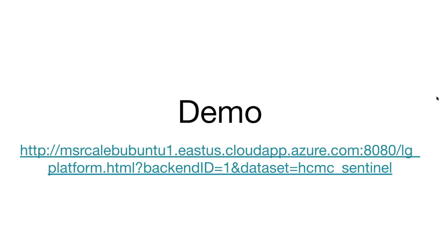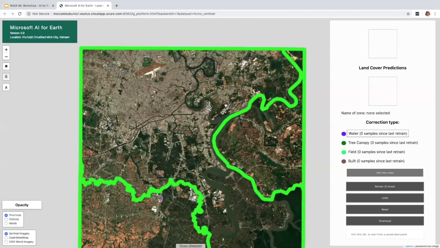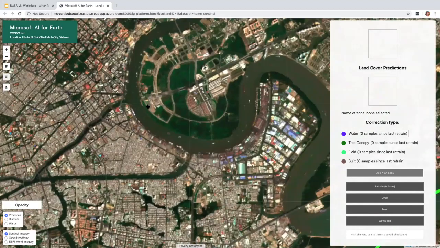So kind of very dangerously, I'm going to try to do a live demo of this. Let's see how this goes. So what you're looking at here is Sentinel imagery from Ho Chi Minh City in Vietnam. This is the platform that we have running now. It's running on an Azure VM.